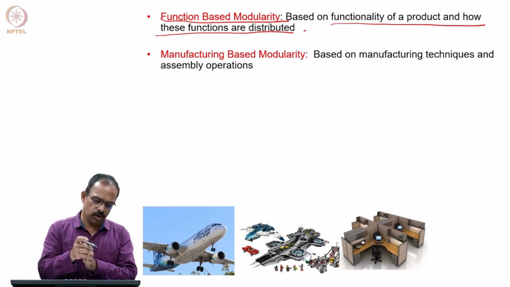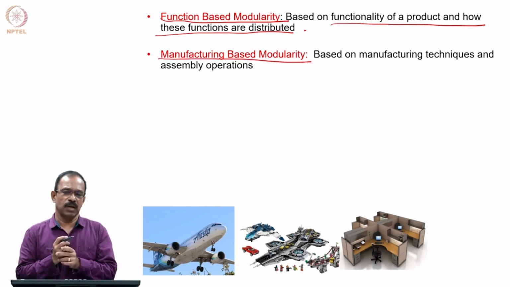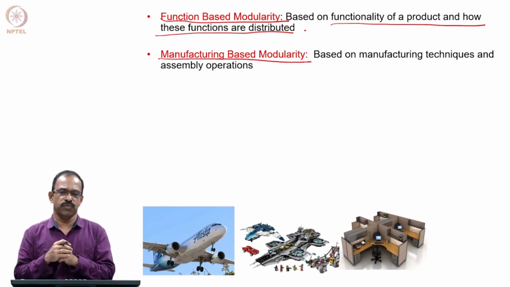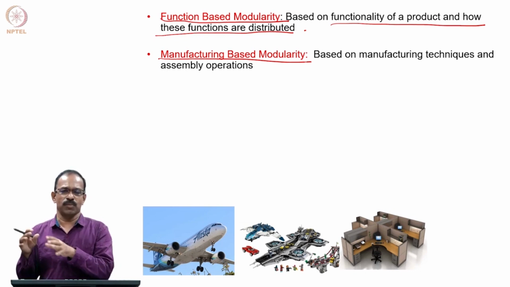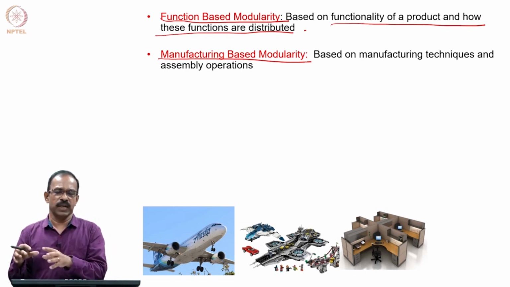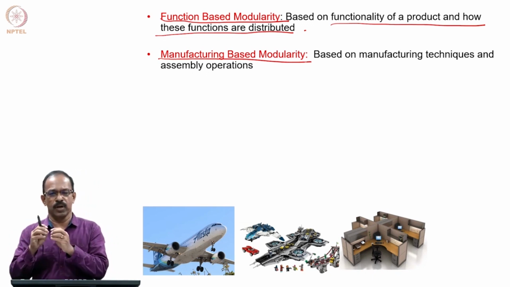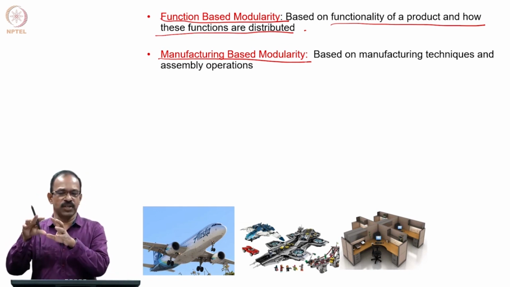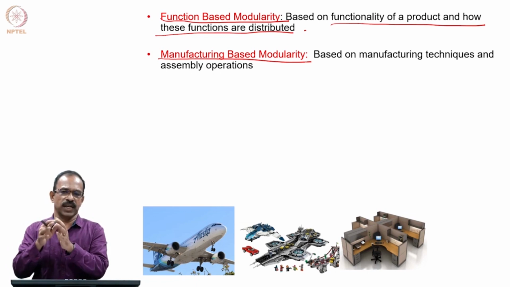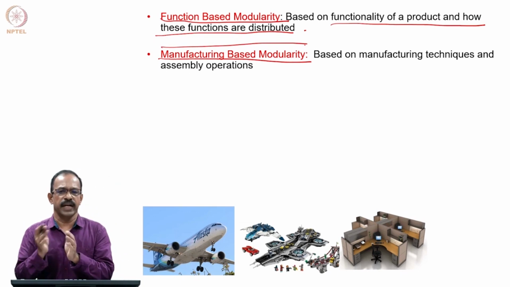But the other modularity is basically the manufacturing based modularity. Some products may require a lot of manufacturing, and there will be different manufacturing techniques that can be used. Depending on the manufacturing easiness, we can decide this particular module is easy to manufacture, so let us make this a particular module. Some parts can be manufactured using a particular process, and all those which require that kind of process can be put together as a module. So, depending on the manufacturing requirement, we can identify modularity.